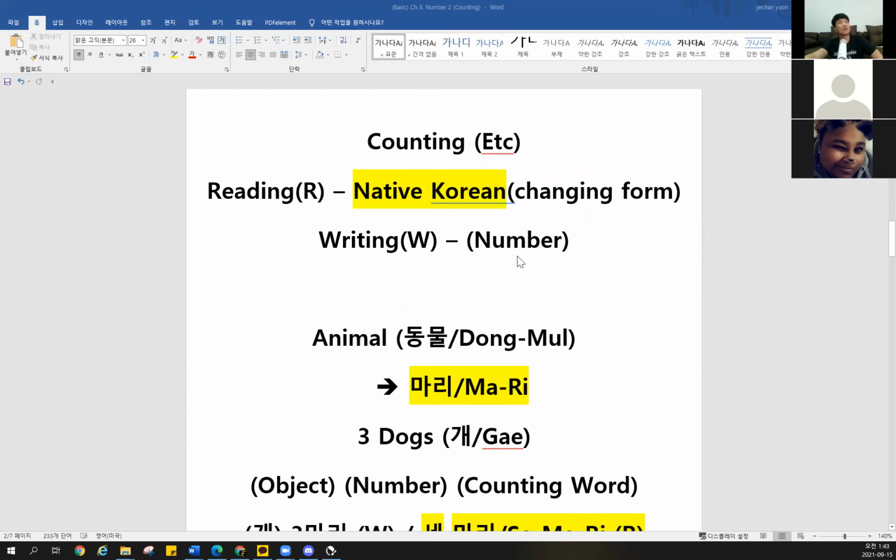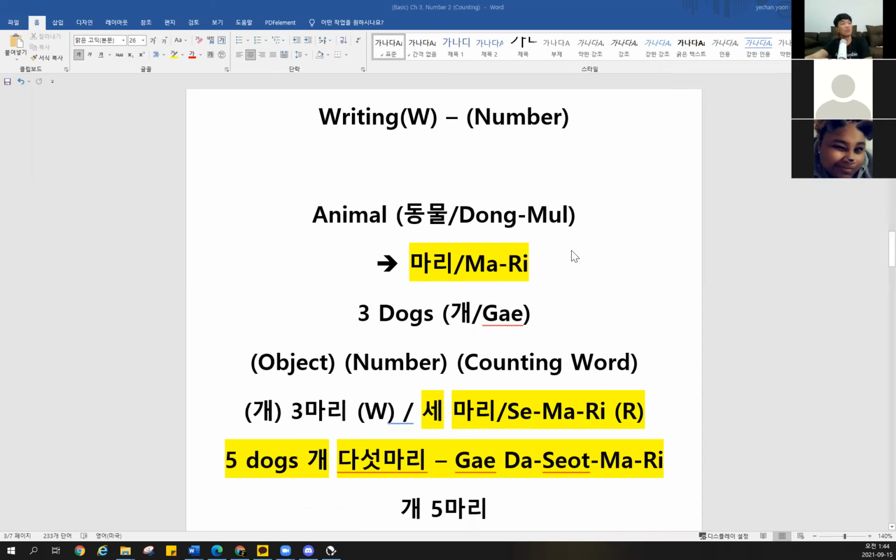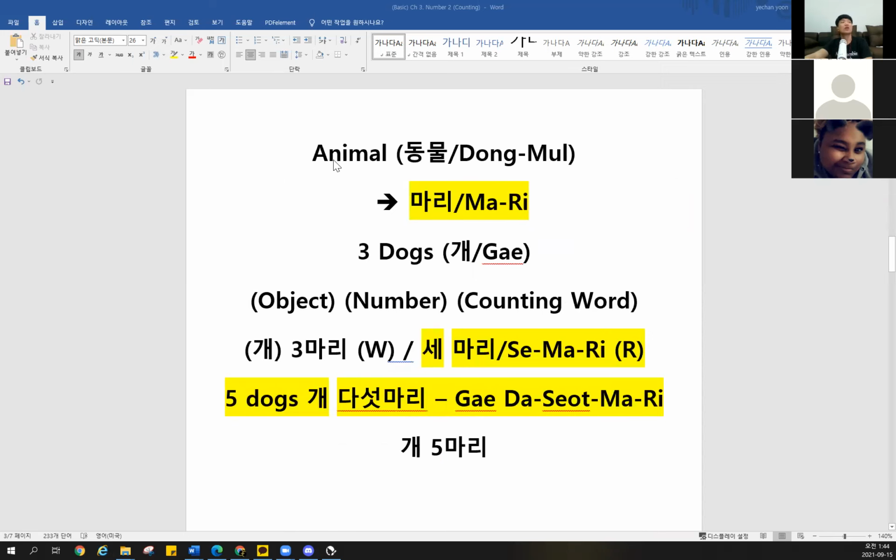Okay. So for counting, we have several counting words for each type of object. For reading, you use native Korean numbers, also including the changing form. But for writing, you just need to use a number. I will let you know what that means. So I will give an example for this first.